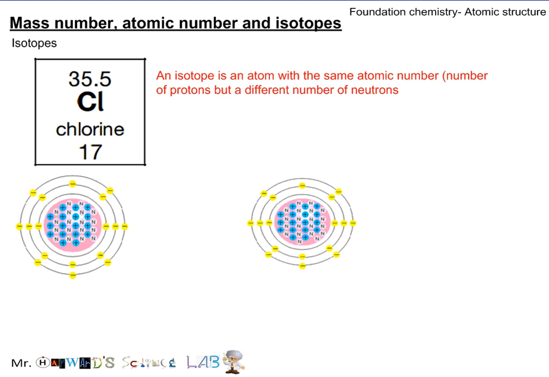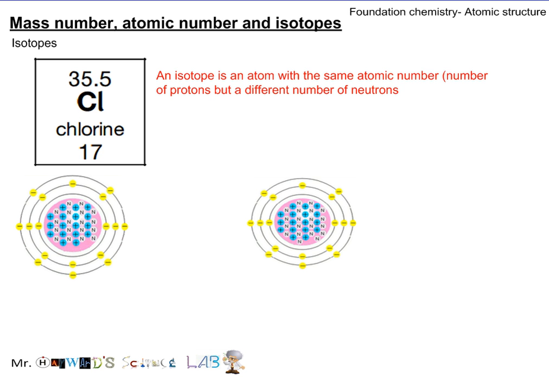The last definition we'll look at today is an isotope. An isotope of an atom is where the atom has the same number of protons and electrons, but a different number of neutrons. If atoms have the same number of protons and electrons, then they are the same element. It doesn't matter how many neutrons they've got. So we'll look at this example.